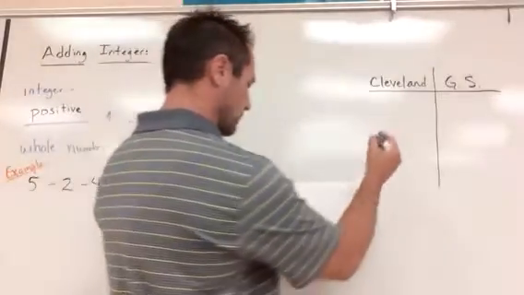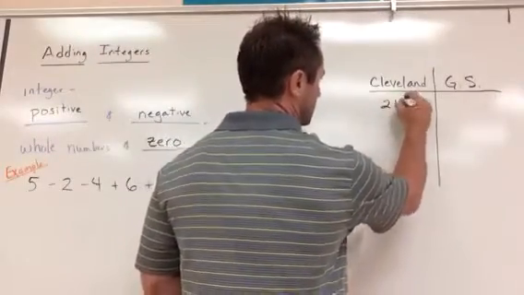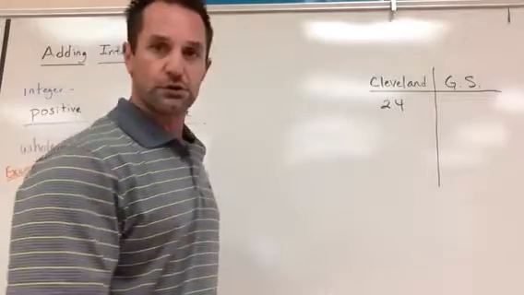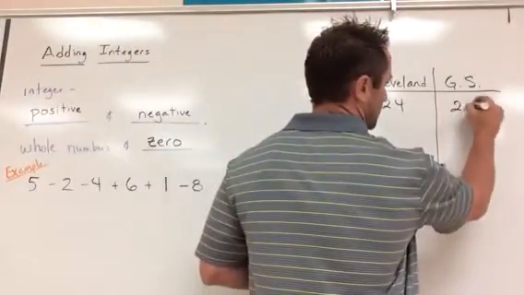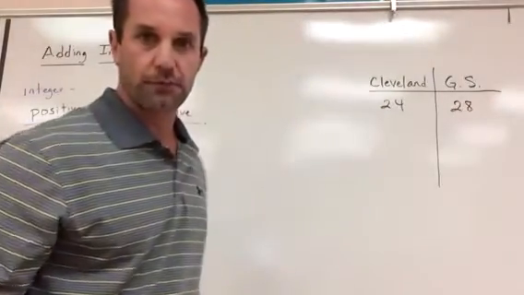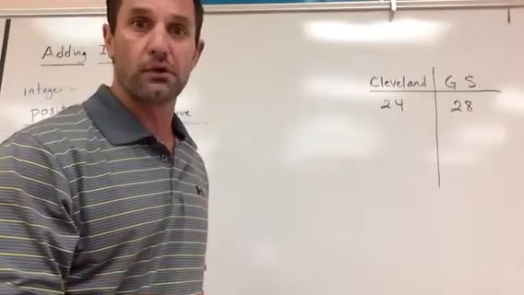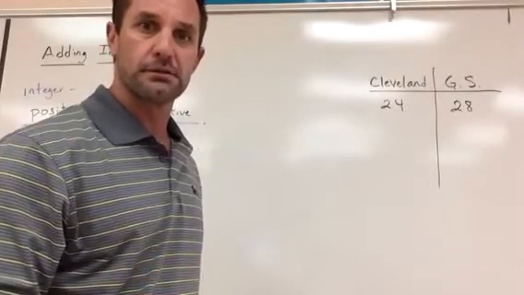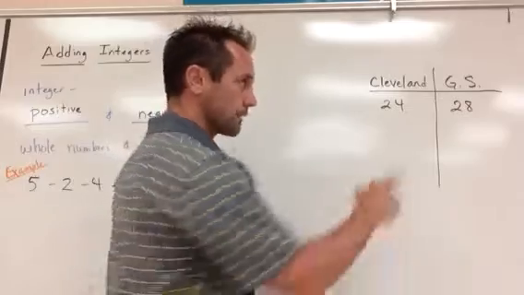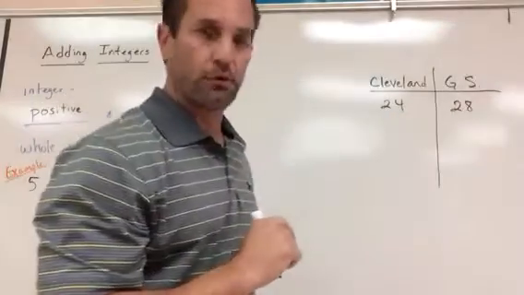So what we're going to use today is game one, because in game one the Warriors did a great job. I'm going to put the scores up from game one by quarter. Cleveland scored 24 points in the first quarter. Golden State scored 28 points in the first quarter. Got a question for you. Who won that quarter and by how many points? You're absolutely right. Golden State won by 4 points.